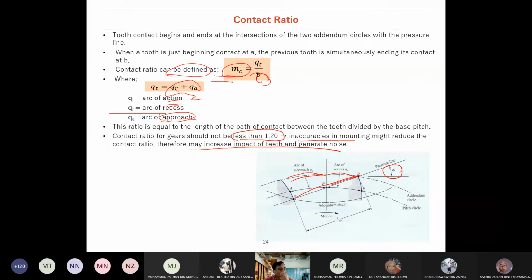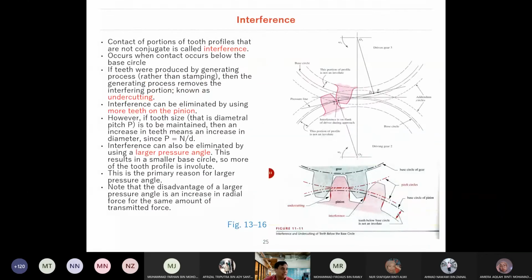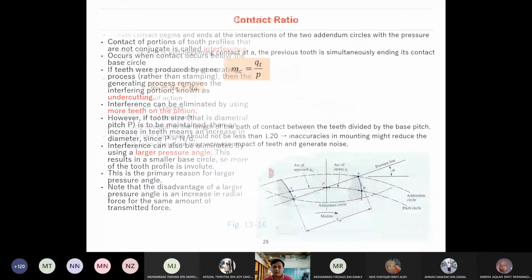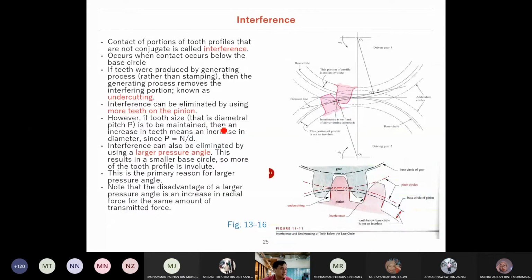Hopefully that is important. That happens here. Alright. Okay, interference. So what is interference? Interference is when the profile is not conjugate, or the action of the motion is not conjugate. We call it interference. It means there is disturbance. That's why, when it is not conjugate, we call it interference.